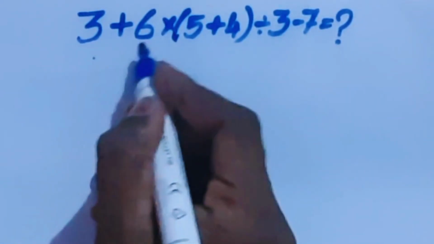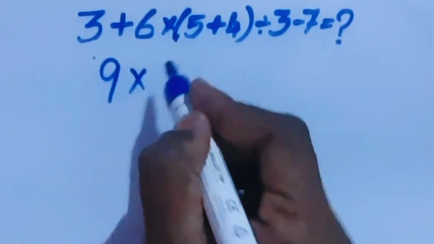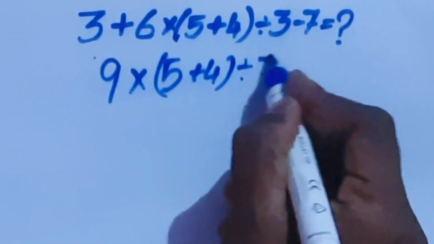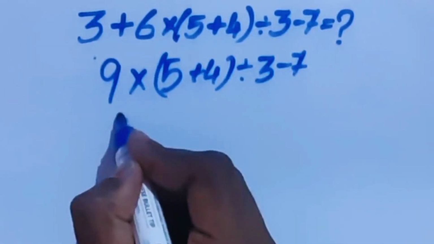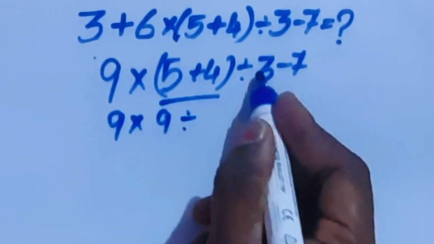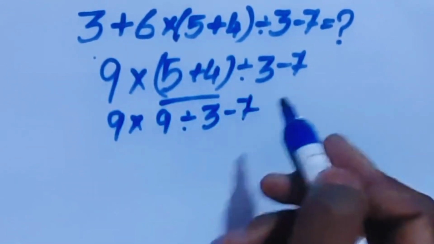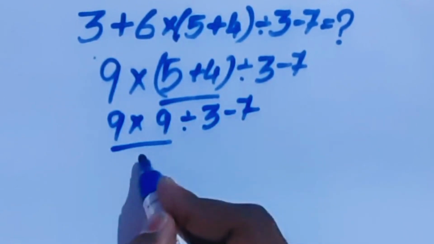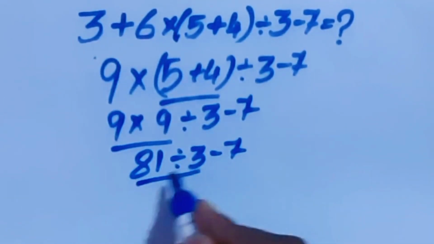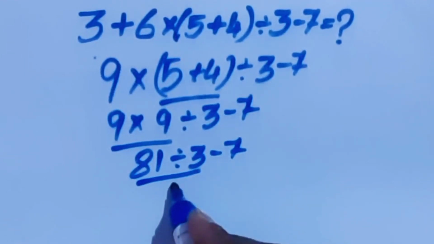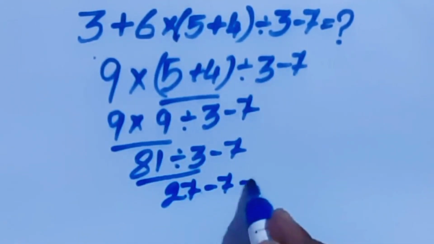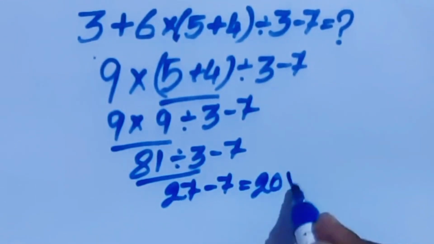Hi guys, here 3 plus 6 is 9, times 5 plus 4, divided by 3 minus 7. Here 9 times 5 plus 4 is 9, divided by 3 minus 7. Here 9 times 9 is 81, divided by 3 minus 7. Here 81 divided by 3 is 27, minus 7. Here 27 minus 7 is 20, which is the wrong answer.